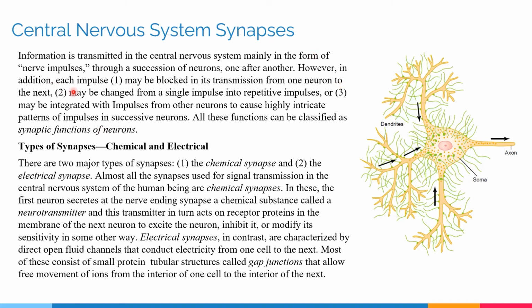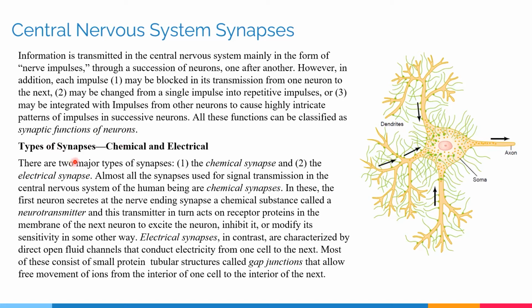However, in addition, each impulse may be blocked in its transmission from one neuron to the next, may be changed from single impulse to repetitive impulses, or may be integrated with impulses from other neurons to cause highly intricate patterns of impulses in successive neurons. All these functions can be classified as synaptic functions of neurons.